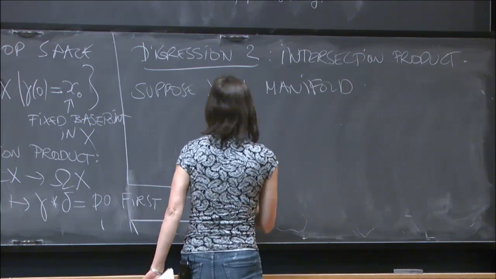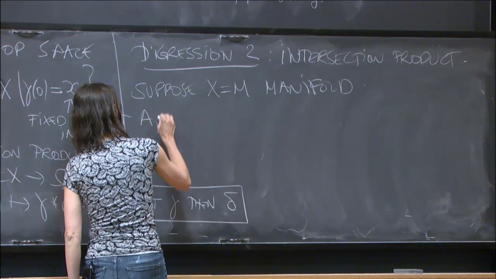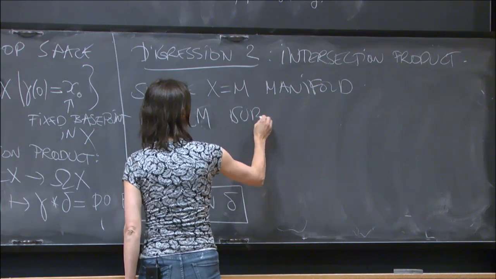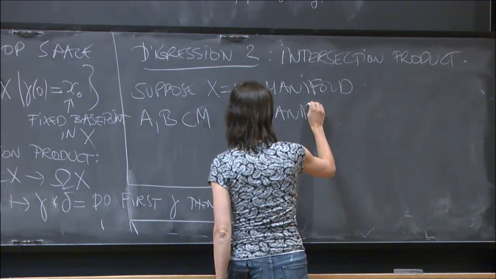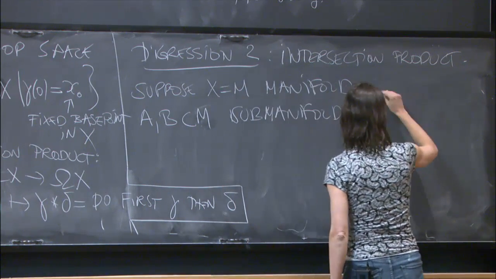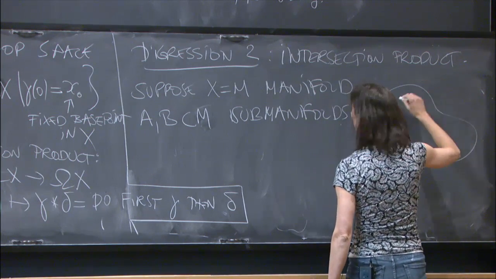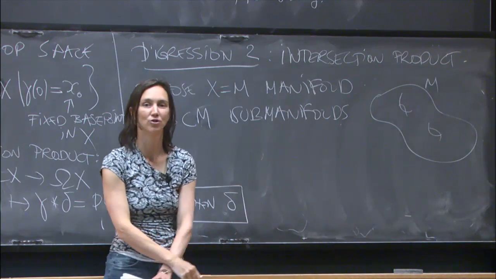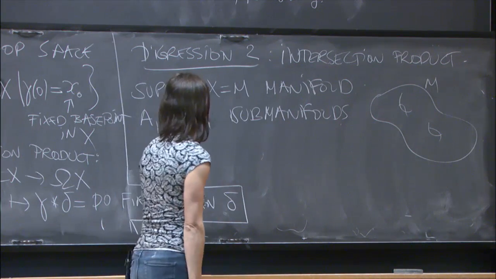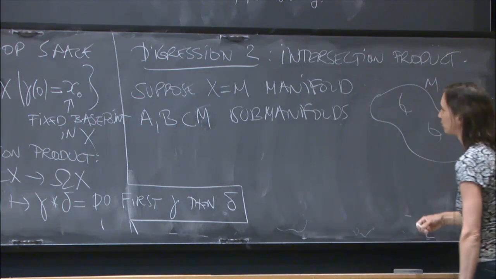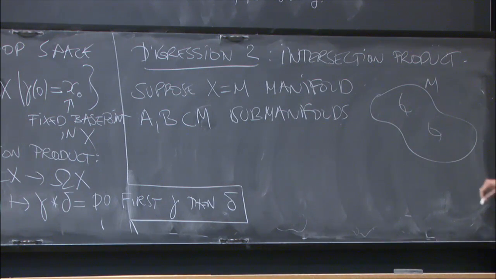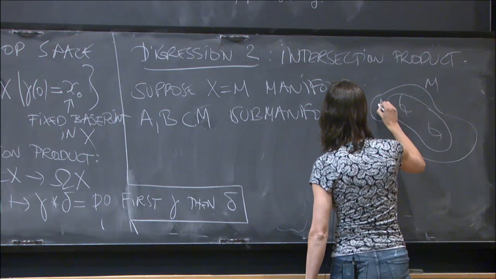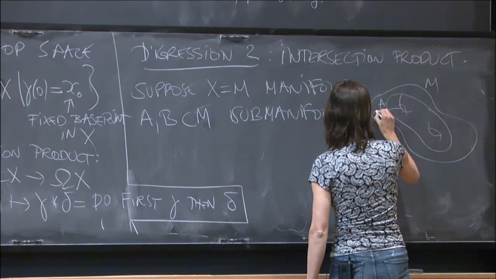And you could look at A and B being submanifolds inside M. For example, M is a surface. This is the only thing we can draw, right? A nice manifold is a surface like this. And submanifolds of smaller dimension of a surface had better be curves. For example, this could be A, and this could be B.